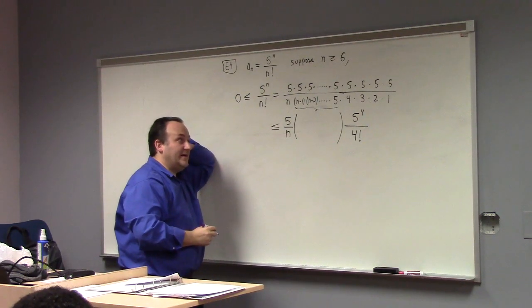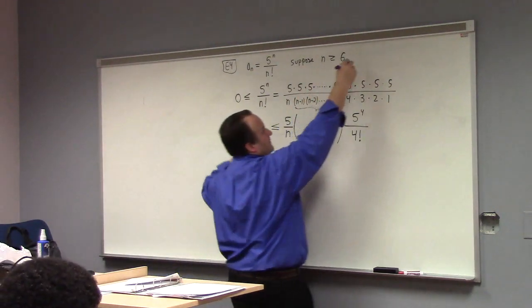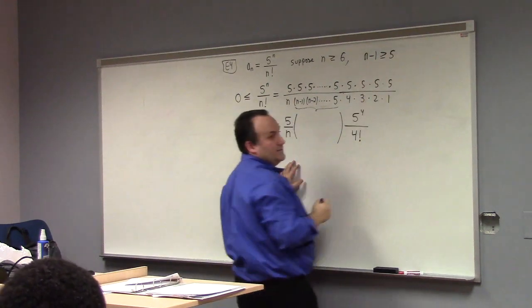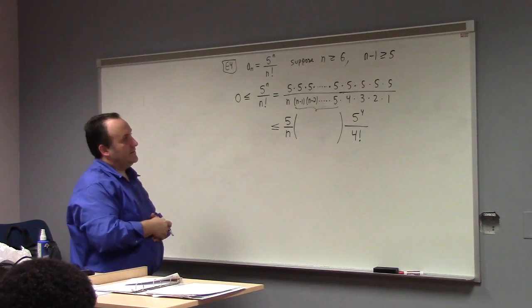So what about n minus 2, n minus 1, n minus 2? See this here? This means n minus 1 is what? Greater than or equal to 5, right? What's that tell me?